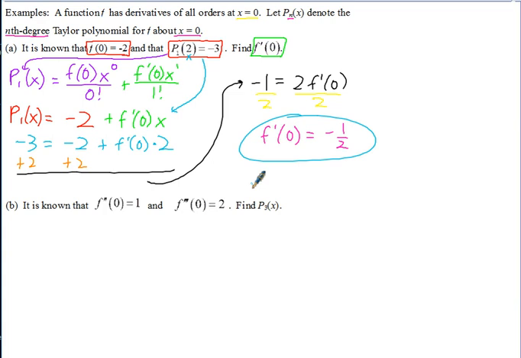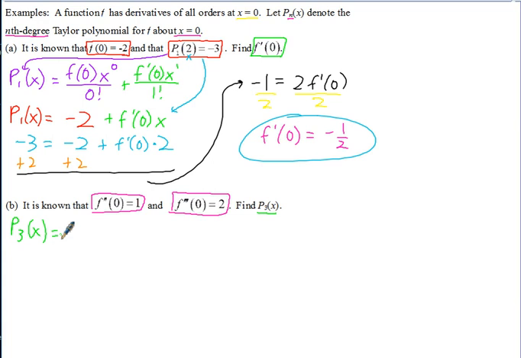All right, now let's take a look at part B. It says it's known that f double prime of 0 is 1, the second derivative is 0, and f triple prime of 0 is 2. Find p sub 3 of x. Remember, that represents the nth degree Taylor polynomial. So we want to find the third degree Taylor polynomial. All right, so let's start off p sub 3 of x. Now, the nice thing is part A helps us out a little bit. There's no need to go through these again because we already figured out what they are, right?